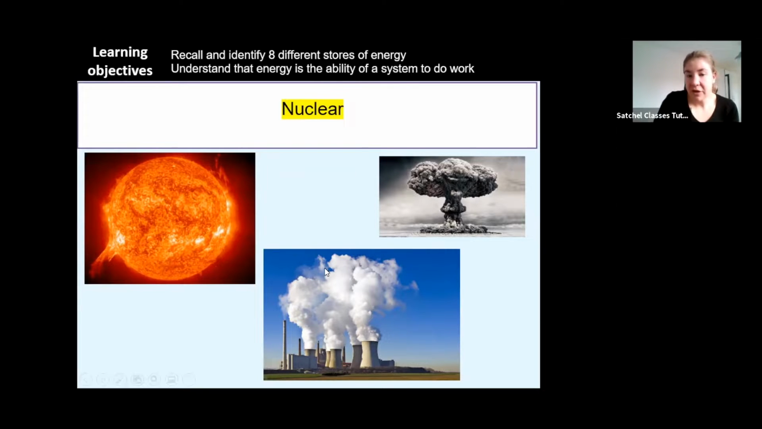We also might find it in a nuclear power station, all right? Actually, that's part of the physics specification, and then you'll have another lesson on that. Or, of course, if you've heard of nuclear bombs, that is another example of where you might find a nuclear energy store. It's really only those three, to be honest, on this planet at the moment. Okay, so these are some of the examples.